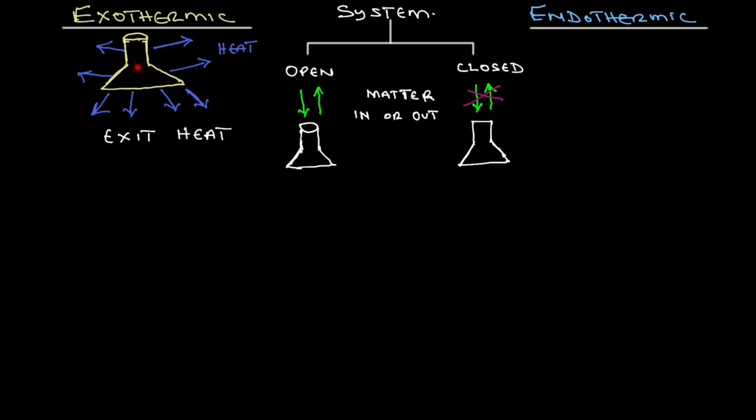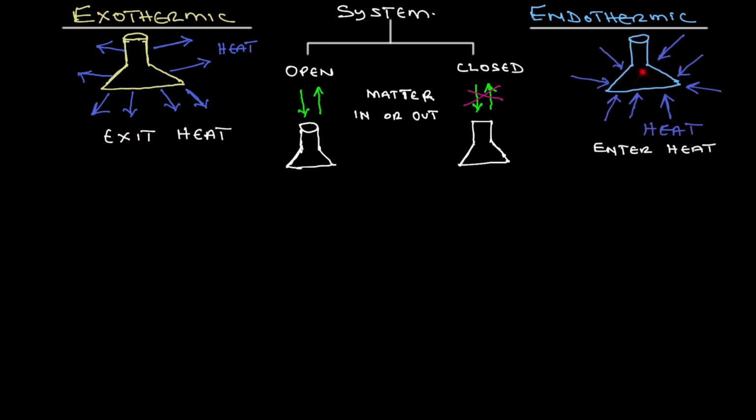Here is an open system where heat can go in or out of the system. When heat predominantly goes out of the system into the surroundings, that means the system is hotter than the surroundings. That means the surroundings are gaining heat from the system. The exiting of heat is called exothermic. Thermic means heat, exo means exit.